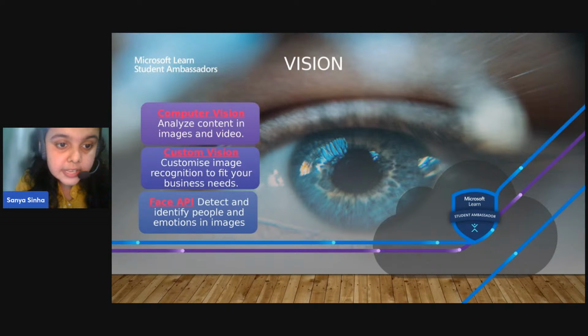Next up, you can use Face API to detect and identify people and emotions in images. So these are the APIs provided to you by Cognitive Services, and you can just integrate them with your applications to get top notch results that were otherwise impossible to get if you had no prior experience with machine learning or with artificial intelligence in general.